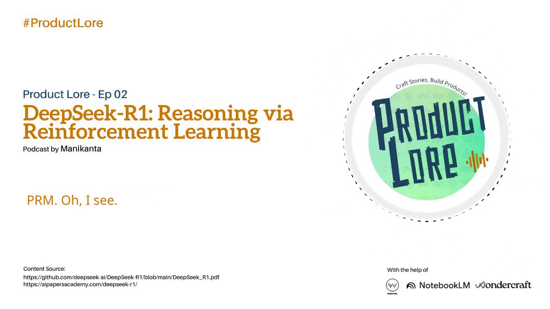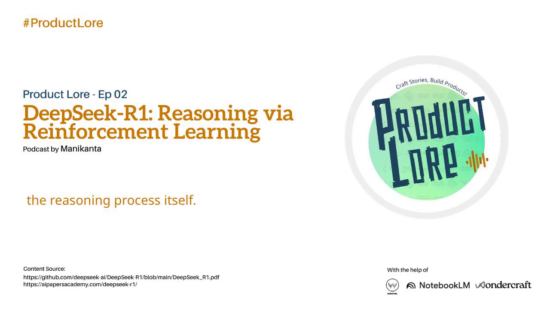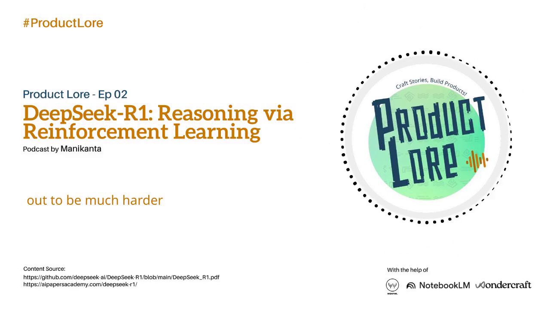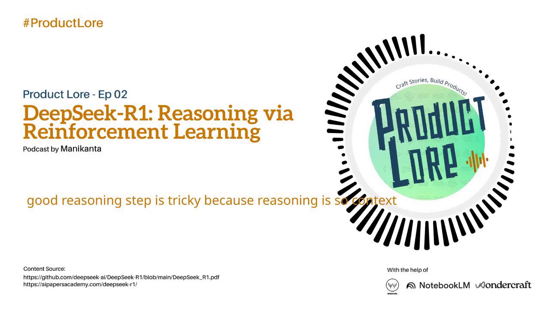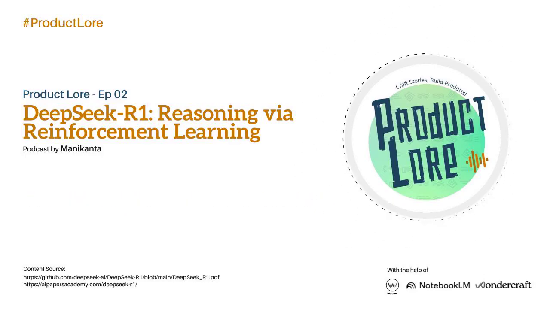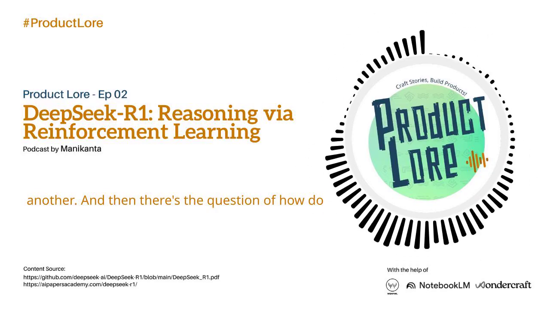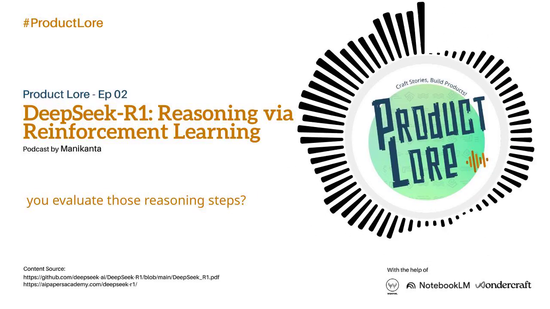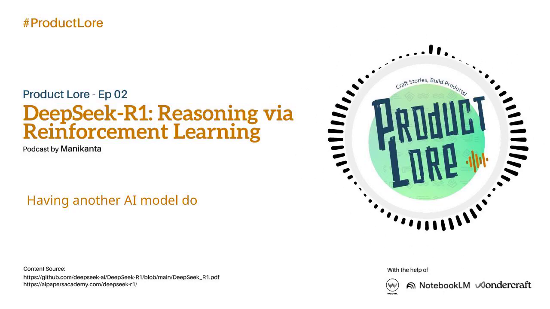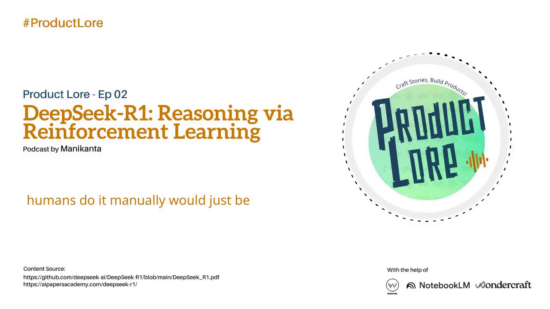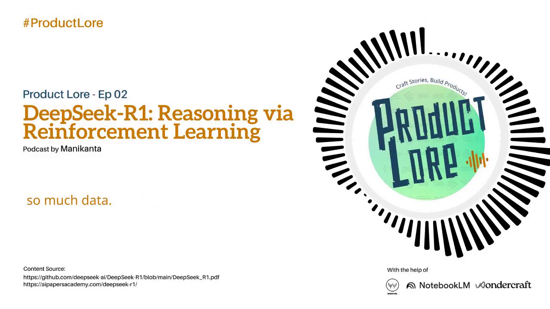One interesting approach they explored was using something called a process reward model, or PRM. Imagine a teacher grading a student's work as they go along, step by step. That's kind of what they were trying to do with the PRM. Oh, I see. Providing feedback during the reasoning process itself. Exactly, but it turned out to be much harder than they expected. How so? Defining what makes a good reasoning step is tricky because reasoning is so context-dependent. Right. What might be a logical step in one situation could be totally wrong in another.